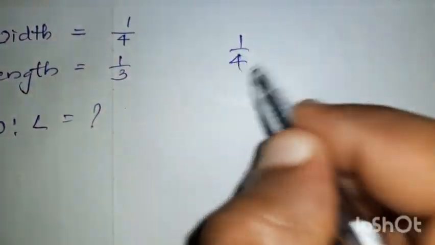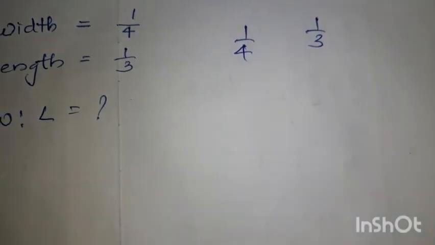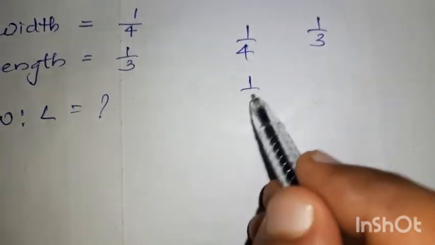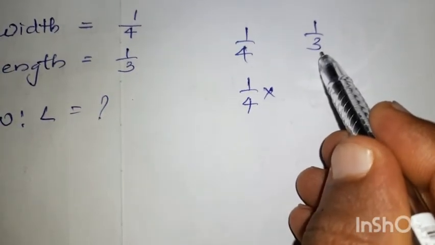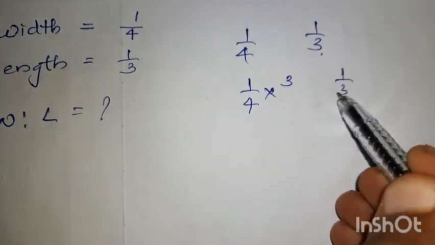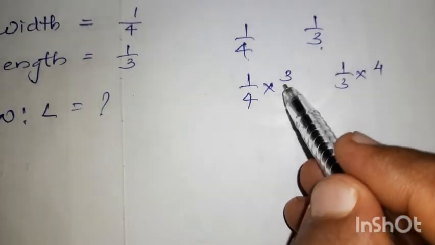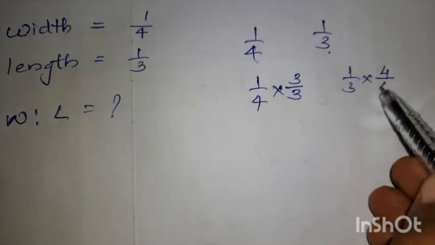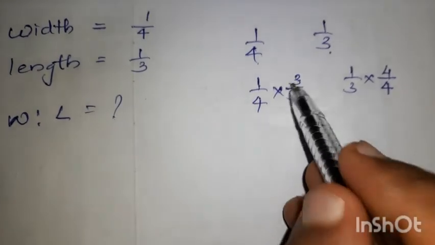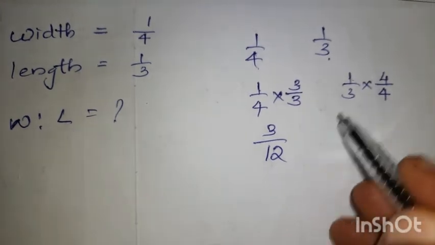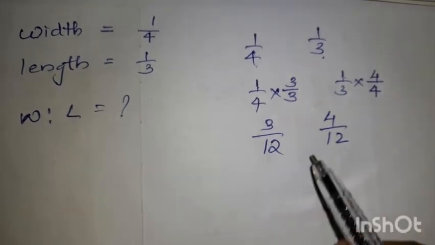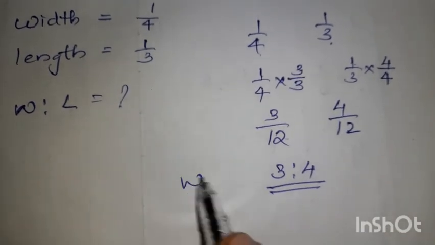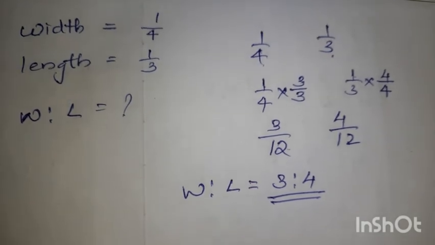So 1/4 and 1/3 are the fractions. Okay, we have to find out the ratio for this. So how will you find out? 1/4 into the denominator of the other fraction, you have to multiply it. Then 1/3 into 4. Then you cannot multiply the 3 only. So you have to multiply both the numerator and denominator. So 1 into 3, 3, 3/12. Here 1 into 4, 4, 4/12. Then the denominators become the same now. So you can write the numerators. So the ratio of width to length is equal to 3:4.